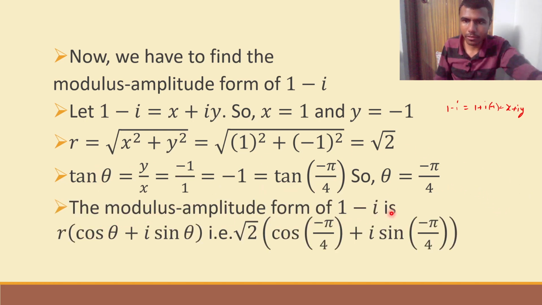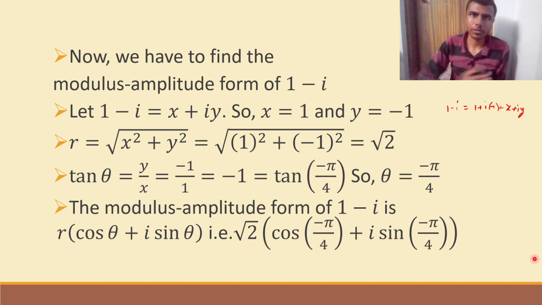So our modulus amplitude form of 1 minus i is r into cos theta plus i sin theta, that is root 2 into cos minus pi by 4 plus i sin minus pi by 4. Okay. Chalo, now next.